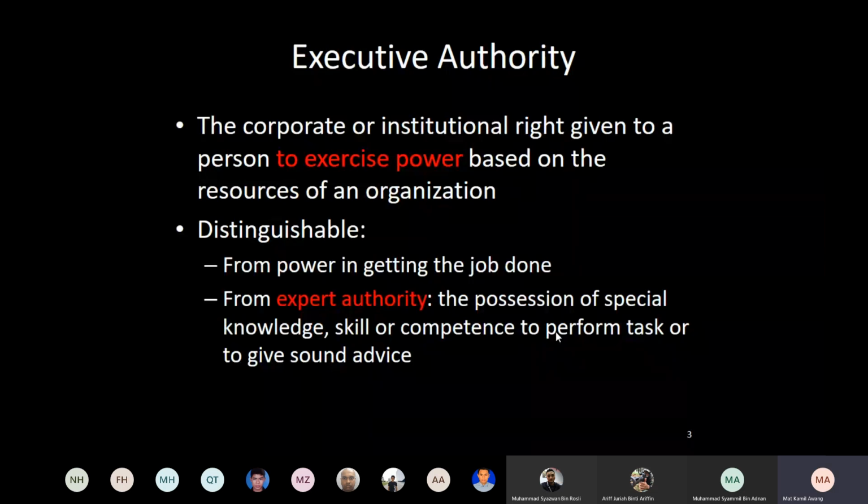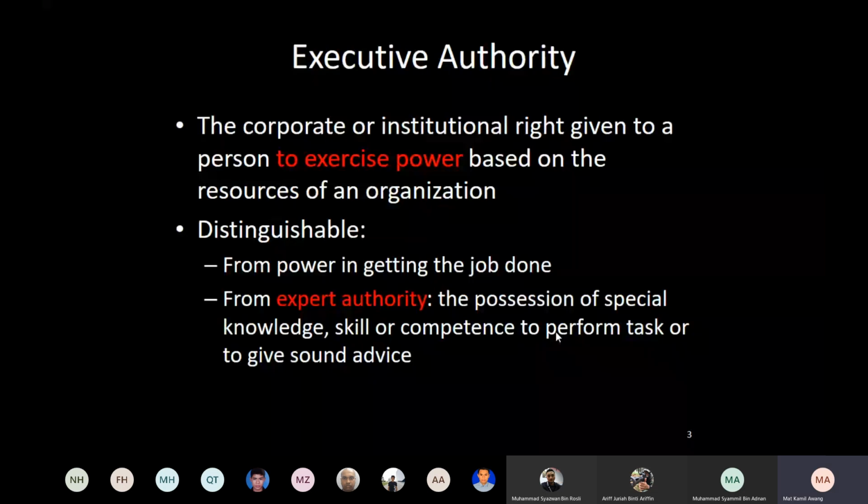And this executive authority is distinguishable from the power in getting the job done. Basically, they get the job done through the executive power, the power that is given based on their position by the law, for example, or by the bosses, by the undang-undang.